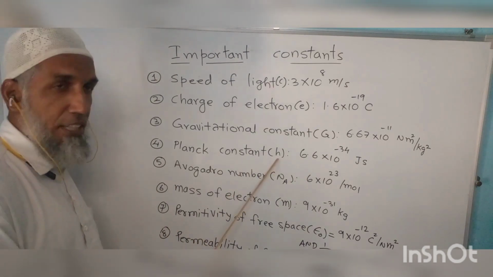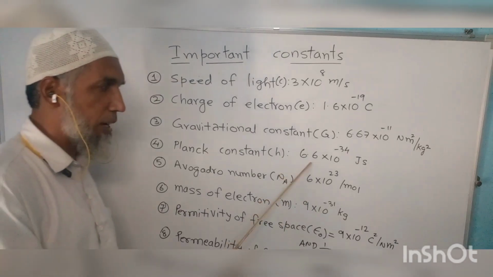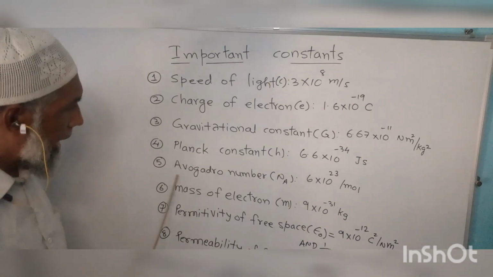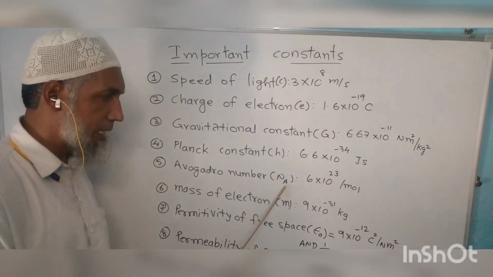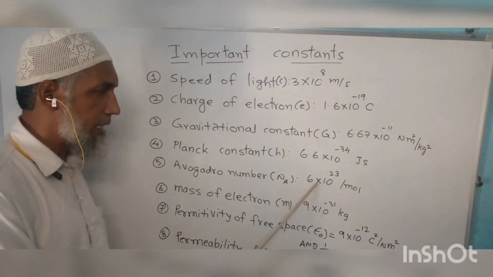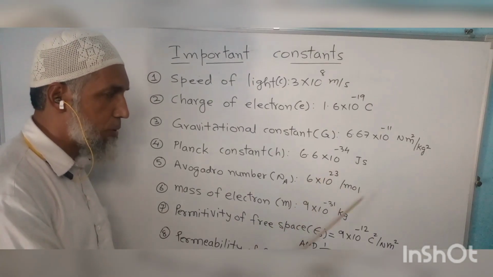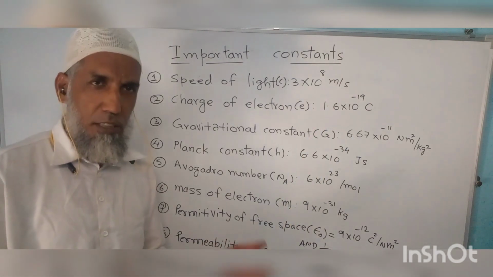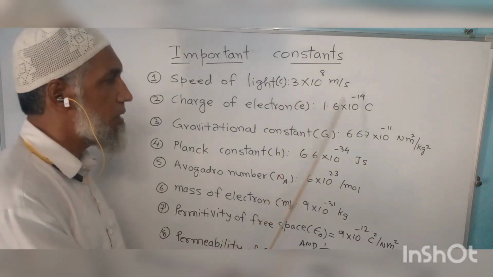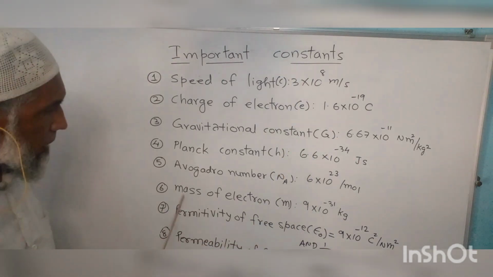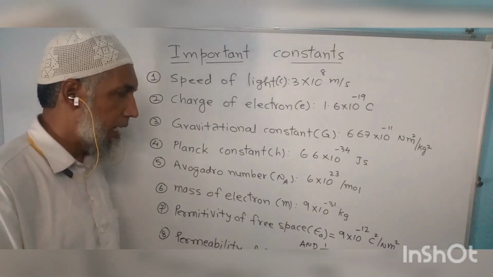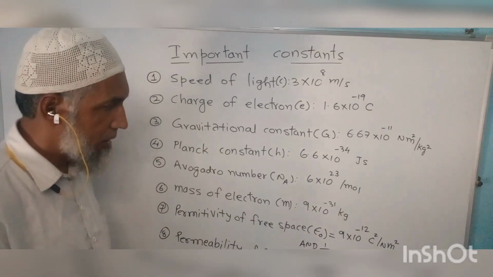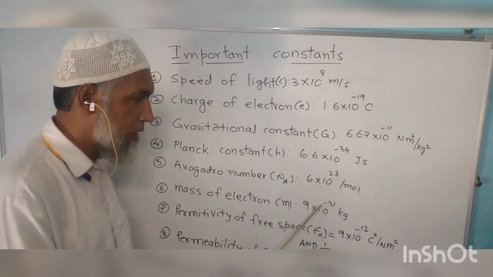Planck's constant h. Its value is 6.6 into 10 to the power of minus 34 joule second. Avogadro number, N subscript A, 6 into 10 to the power of 23 atoms per mole. These units, if you don't remember, are not an issue, but you must remember these values. Mass of electron is small m and its value is 9 into 10 to the power of minus 31 kilogram. This you must remember, this value is in kilogram.